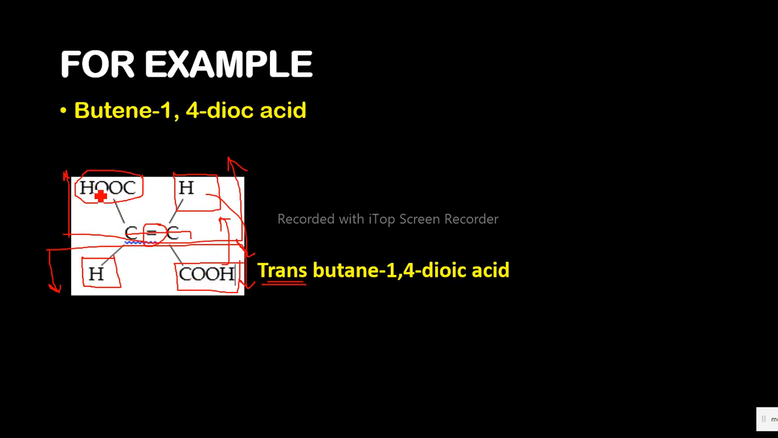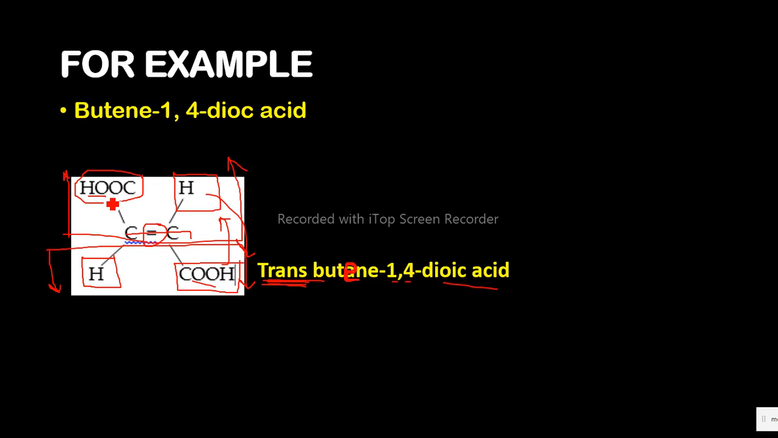So because they are on the opposite planes, like how you see, then it becomes a trans isomer. And so when you are naming, you add the word trans, okay? And then butene. I have a lot of things to change. Butene, then 1,4-dioic acid. Why dioic? Because you have these two carboxyl groups. So it's as simple as that.